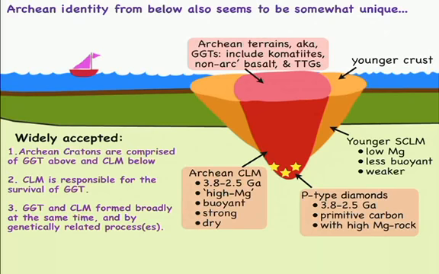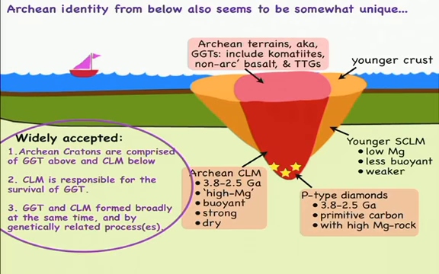They're Archean in age. They're very high magnesium, and because of that, they are very buoyant, extremely strong. They're dry. The diamonds that are associated with this are actually different than the diamonds that are associated with the younger lithosphere and the subcontinental mantle lithosphere, marked by primitive carbon, and associated with this high magnesium rock. So we know they come from those roots.